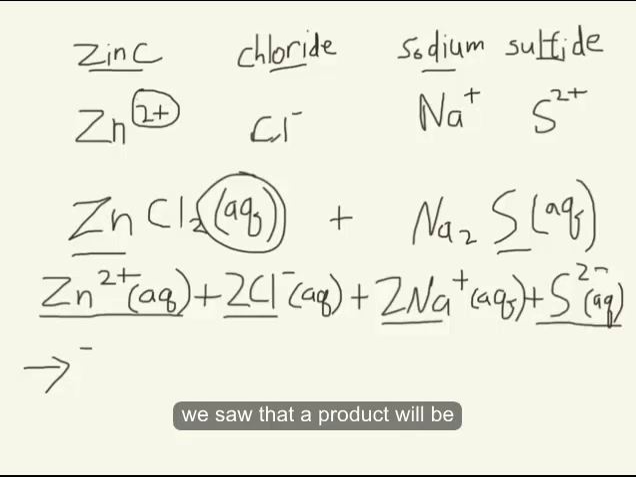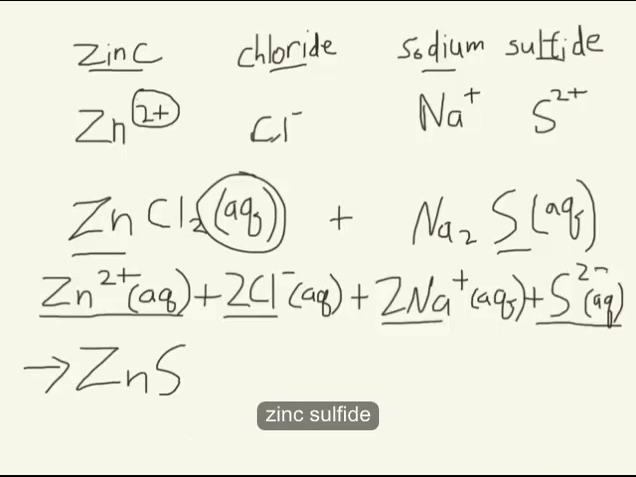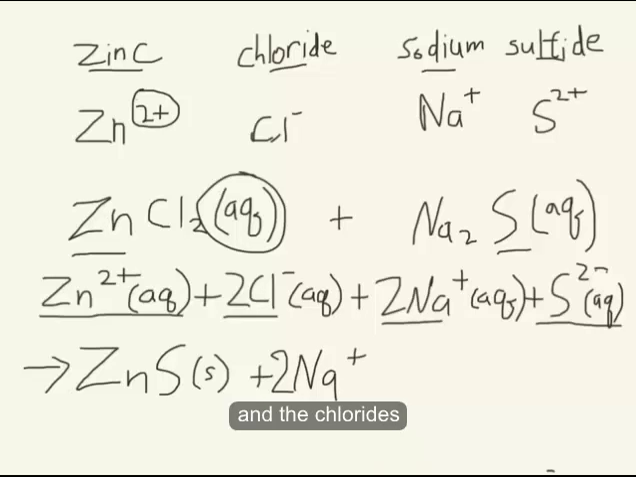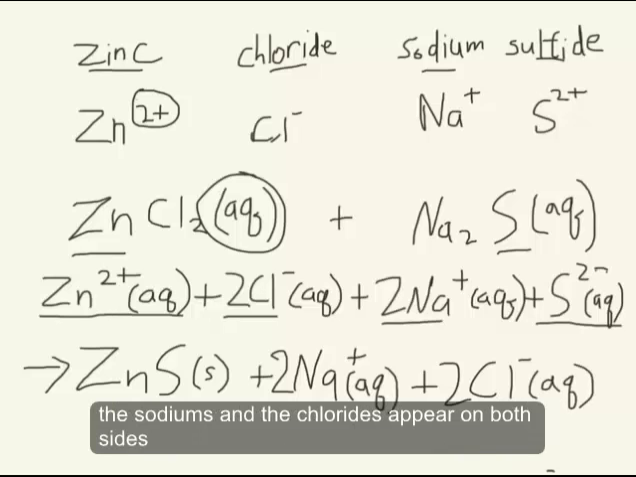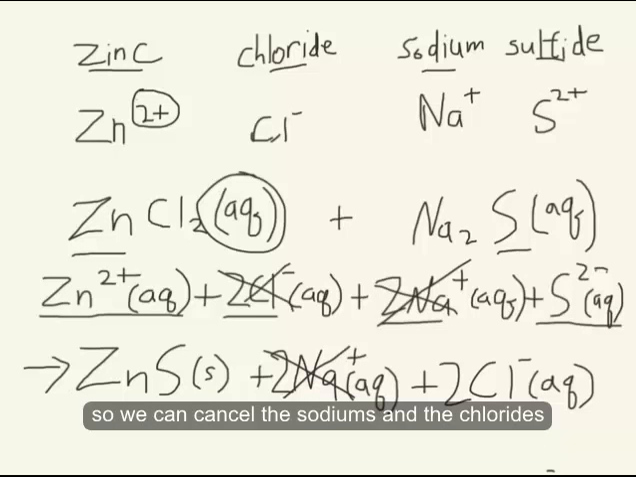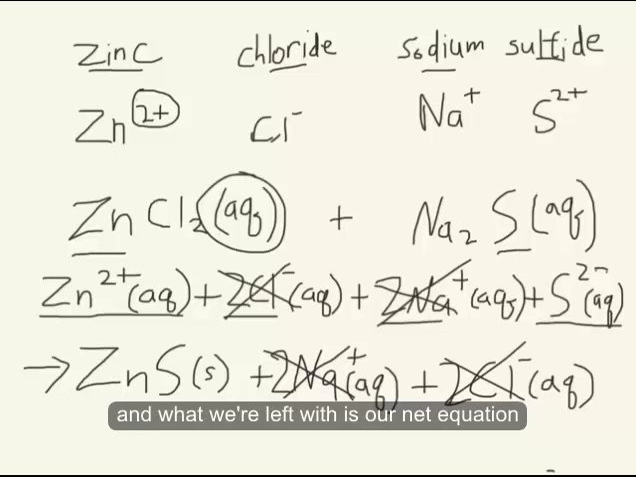We saw that a product will be zinc sulfide, and then the sodiums and the chlorides will still be dissolved and ionic aqueous. The sodiums and the chlorides appear on both sides, so we can cancel the sodiums and the chlorides. And what we are left with is our net ionic equation.